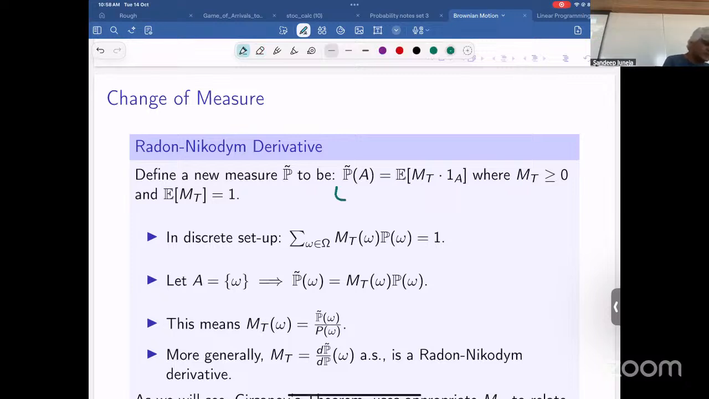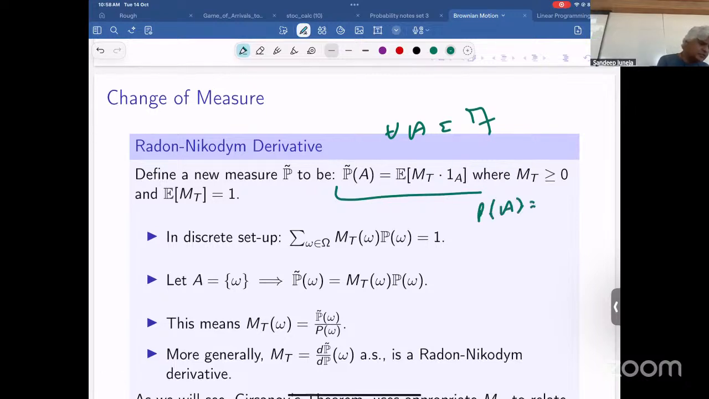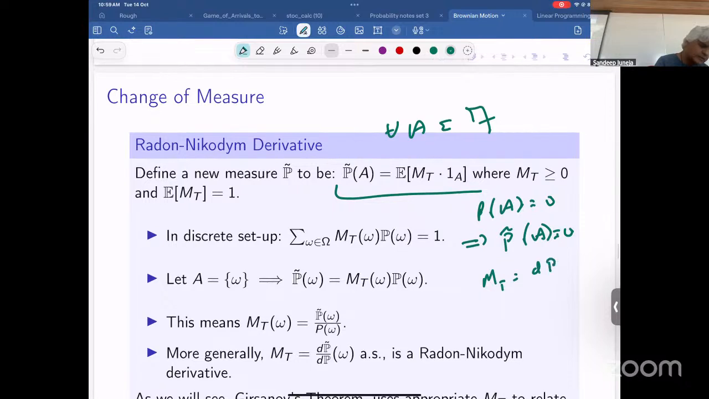So I've just defined a new measure like this for every A in my sigma algebra. For all A in F, I've defined this new measure, and it's a probability measure now. That's the main thing. P of A equal to 0 implies P tilde of A is equal to 0 by definition. So M of T is really the Radon-Nikodym derivative of dP tilde by dP.